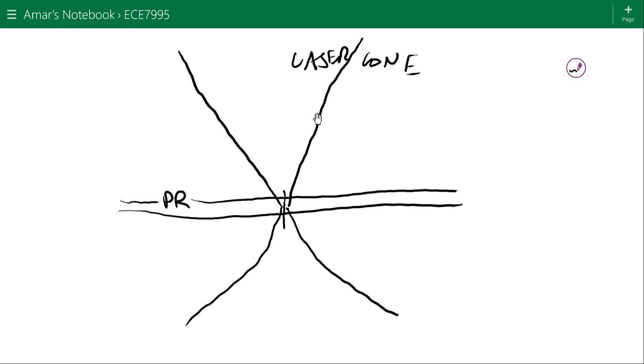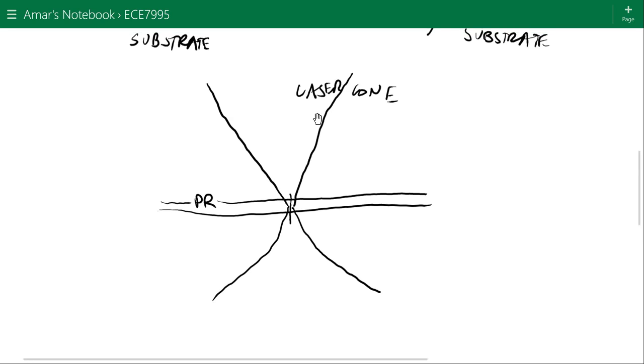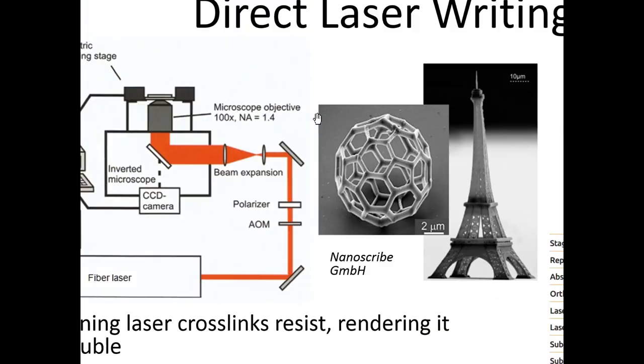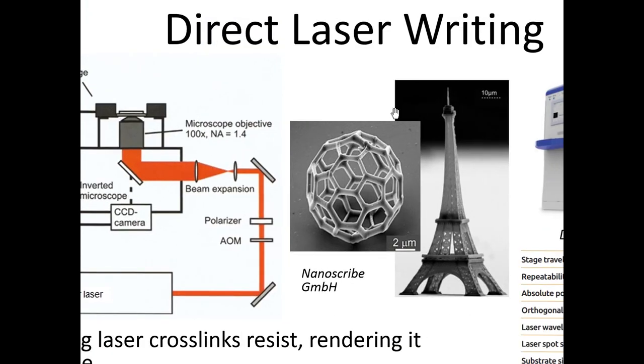So even though the beam diameter might be several microns, the spot that's exposed and cross-linked is much smaller than that. It's a very nice little trick that you can do with lasers that allows you to get extremely small feature sizes. Look at this. This is a soccer ball that they made, and you can see that this dimension here is 2 micrometers. Okay.